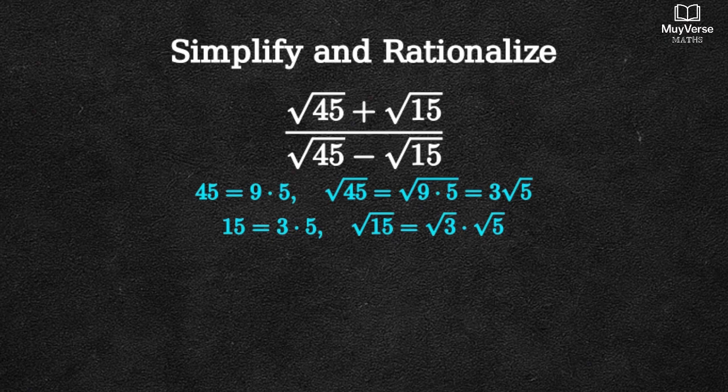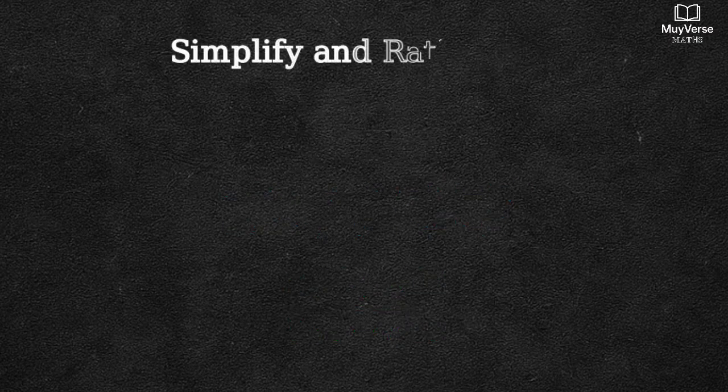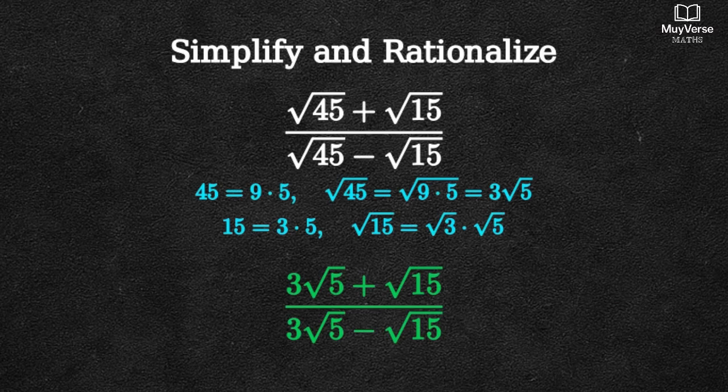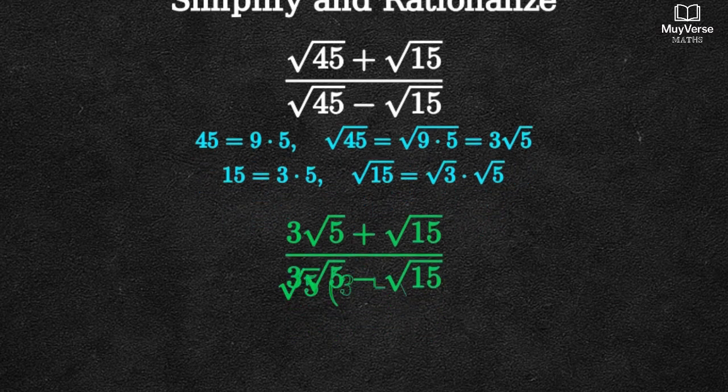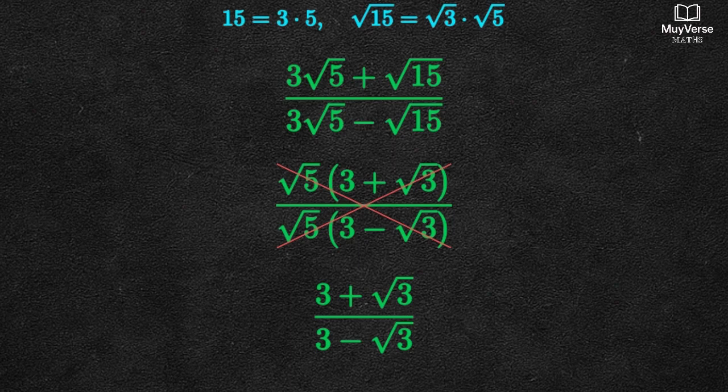Now rewrite the original fraction using these simplifications. We get 3 root 5 plus root 15 in the numerator and 3 root 5 minus root 15 in the denominator. Step 2. Factor out the common root 5. Notice that root 15 equals root 3 times root 5, so each line has a factor of root 5. Factor it out from the top and from the bottom. The root 5 cancels, leaving the simpler fraction (3 plus root 3) over (3 minus root 3).